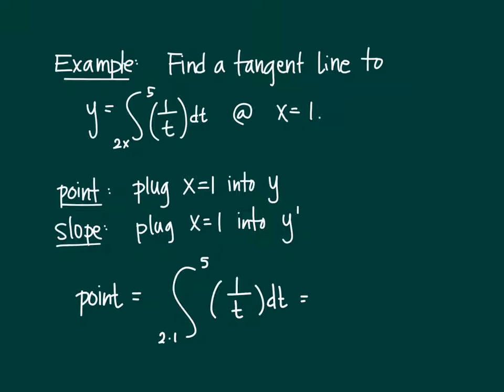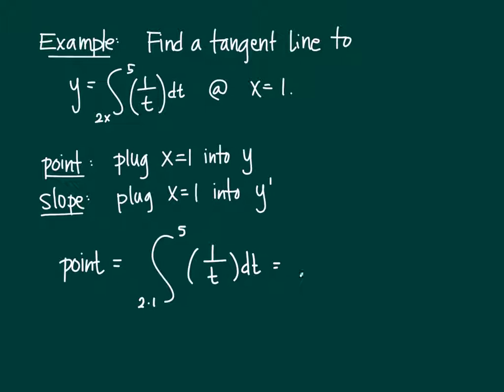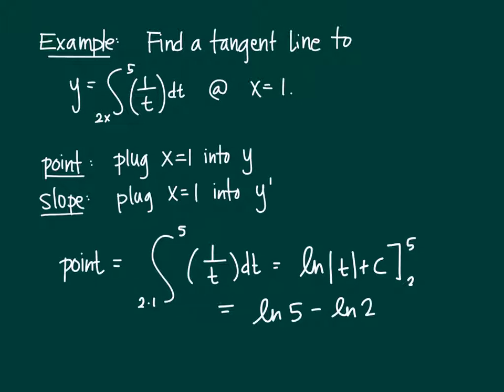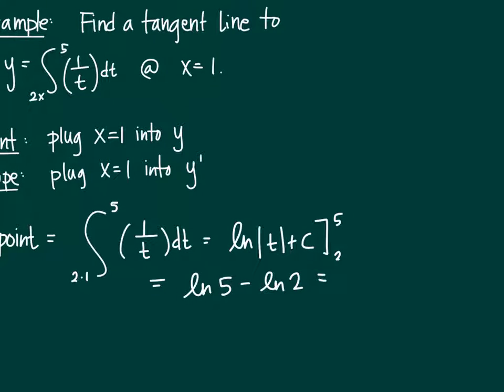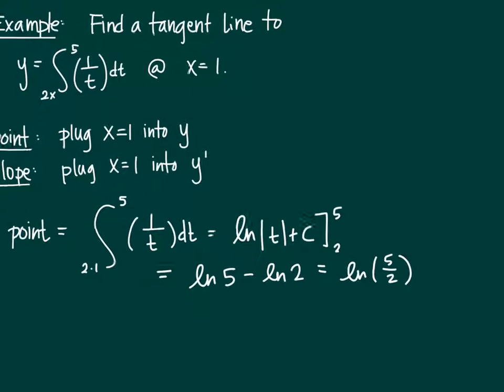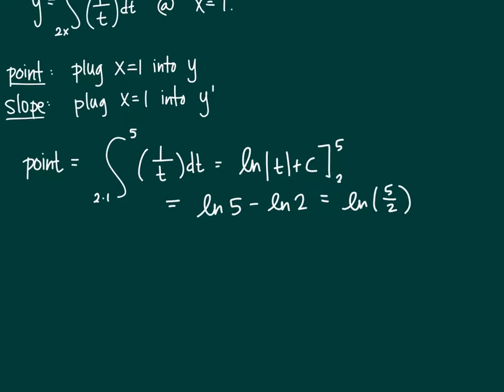So what's the antiderivative? We're actually going to do an antiderivative. What's the antiderivative? Natural log: ln of the absolute value of t plus c, from 2 to 5, which is going to be ln 5 minus ln 2, which is going to be ln of the fraction 5 over 2. That is my point.